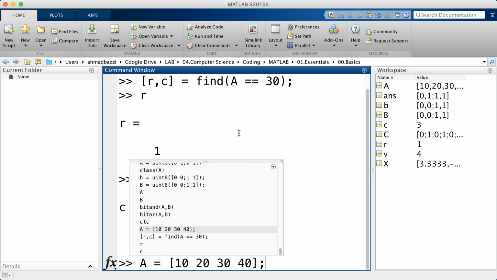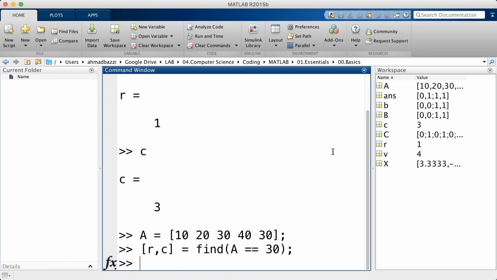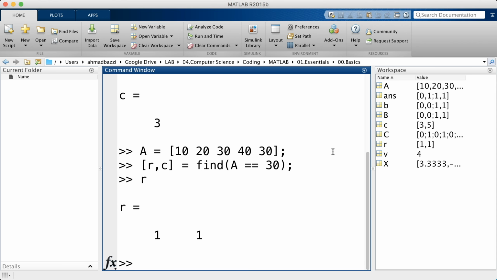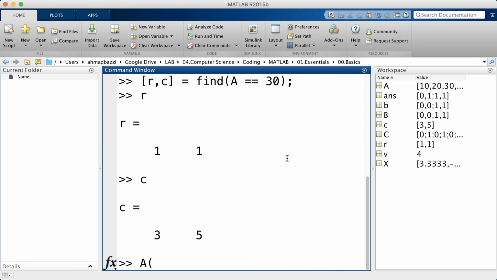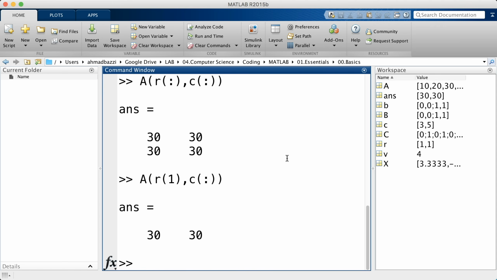Let's extend A for another 30 and see what happens with multiple fulfillments. So R would be 1, 1 and C would be 3 and 5, right? You can do this, or C. You're just returning the values of elements that are equal to 30, which is 30.